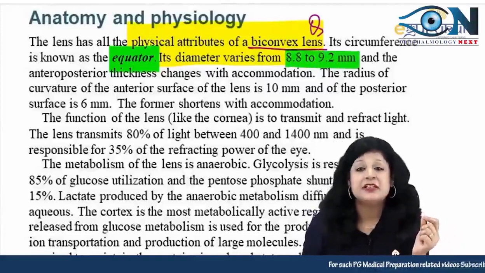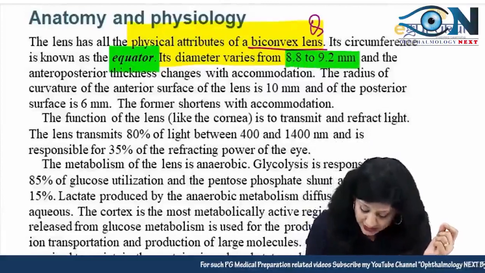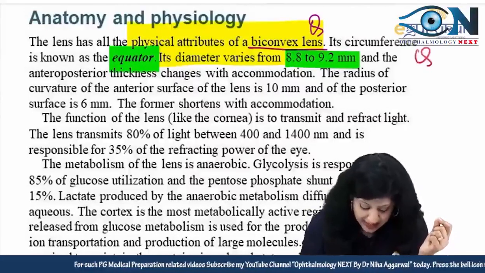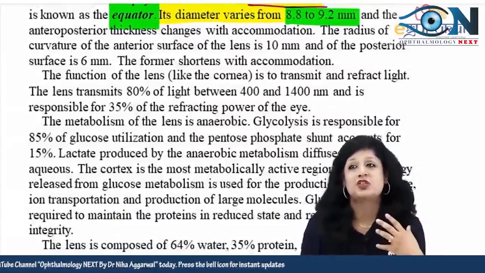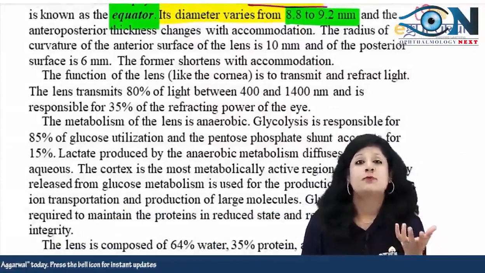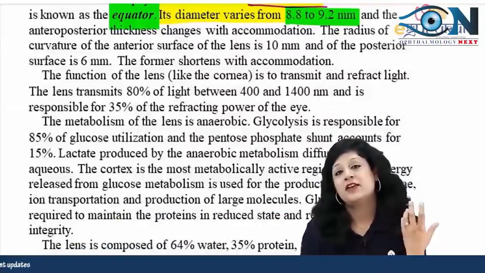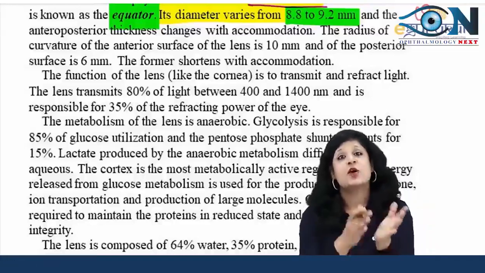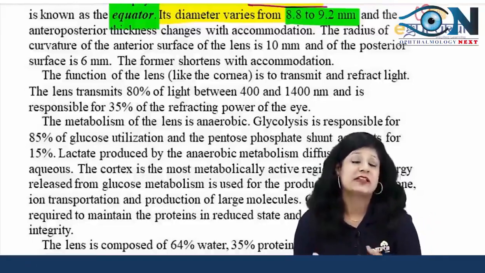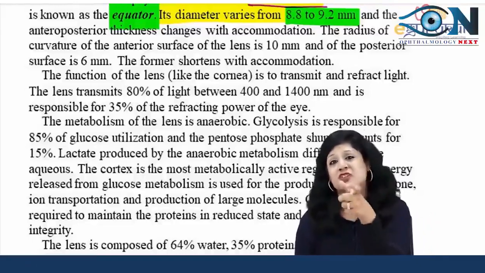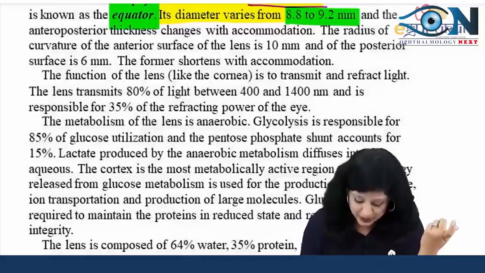So its diameter is 8.8 to 9.2 mm, and the anteroposterior thickness changes with the accommodation, that we already know from optics and refraction: when the accommodation takes place, there is a contraction of the ciliary muscle, there is loosening of the zonules, and therefore there is a change in the anteroposterior diameter.